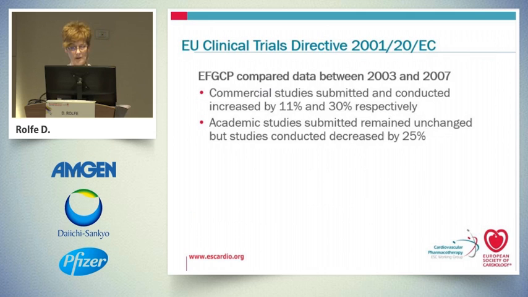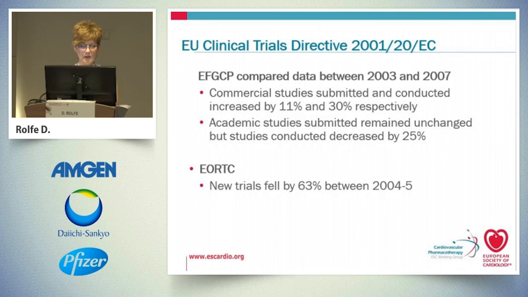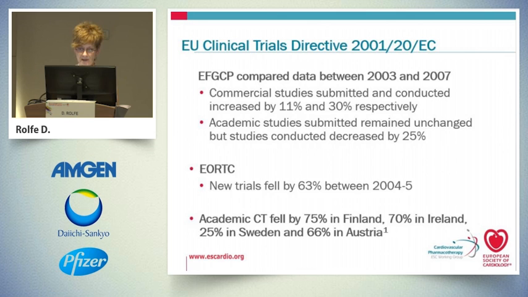The European Forum for GCP compared data between 2003 and 2007. Commercial studies submitted and conducted increased by 11% and 30% respectively. Academic studies submitted remained unchanged, but studies conducted decreased by 25%. For the European Organisation for Research and Treatment of Cancer, new trials fell by 63% between 2004 and 2005. Academic clinical trials fell by 75% in Finland, 70% in Ireland, 25% in Sweden, and 66% in Austria.